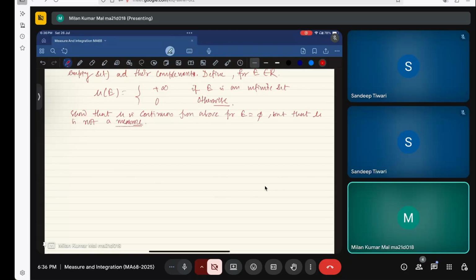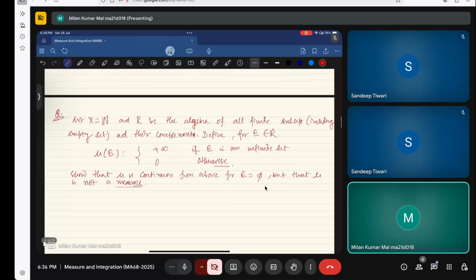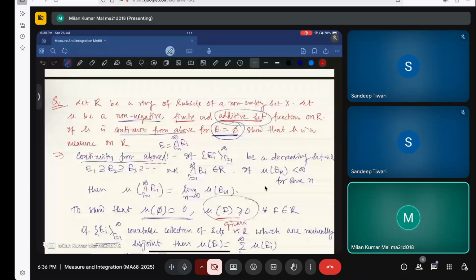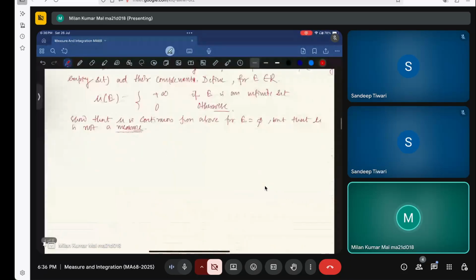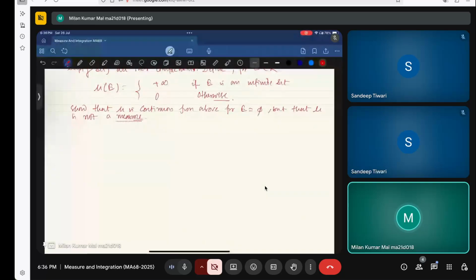Why does this fail to be a measure? Because it is not finite. In the above case, it is written that there are three factors: finite and additive set. But it is not finite, so that's why. Also, I think in the course there is a counterexample given that if the measure is not finite, then countable additivity and continuity from above may fail. So that is one example here, but I have to show that mu is not a measure.